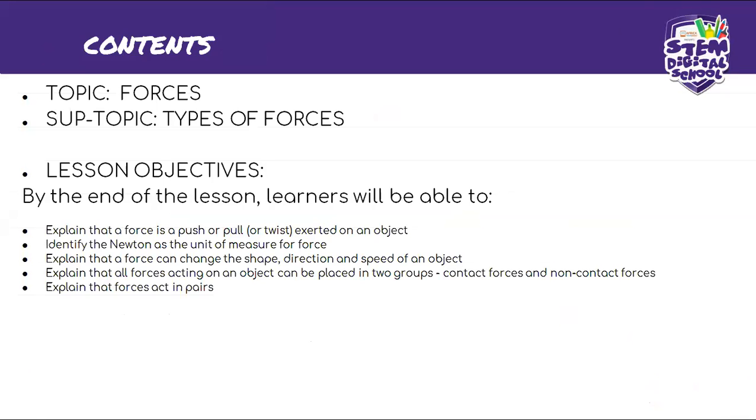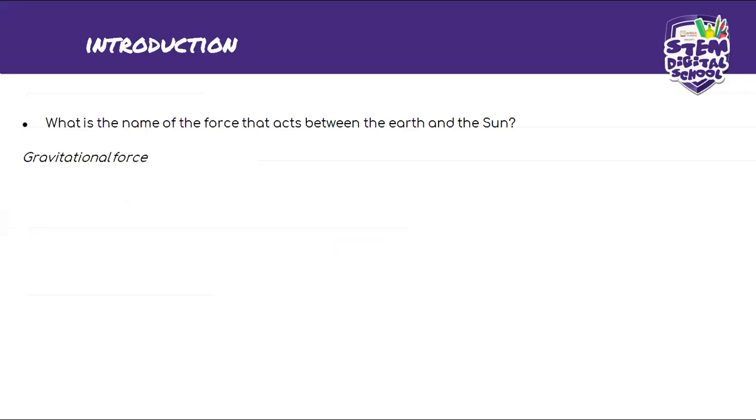Explain that a force can change the shape, direction, and speed of an object, and also explain that all forces acting on an object can be placed in two groups: contact forces and non-contact forces. And you should be able to explain that forces act in pairs. All right, now, what is the name of the force that acts between Earth and the Sun? Yes, if you guessed gravitational force, or if you know the answer, then you are correct.